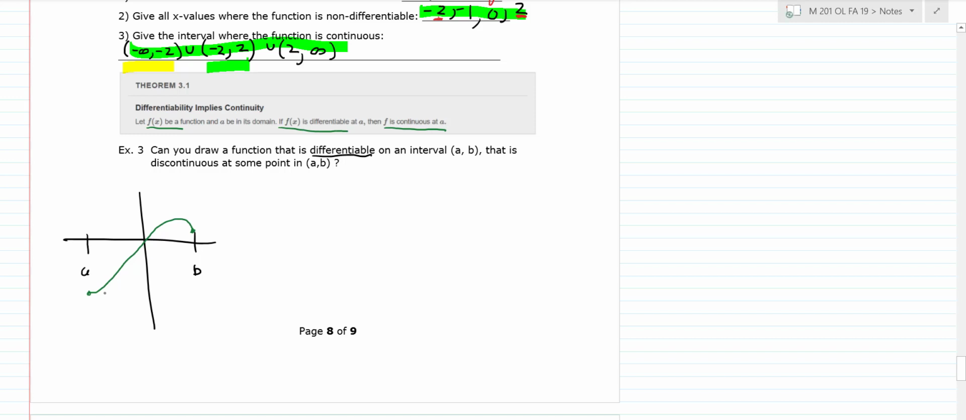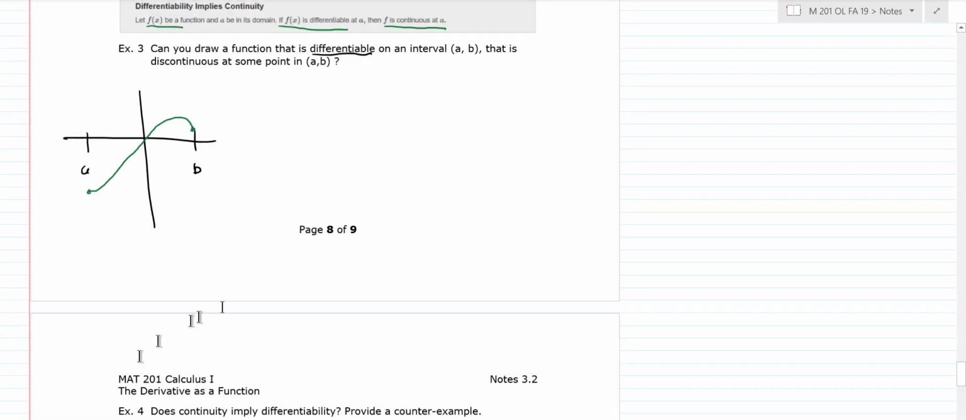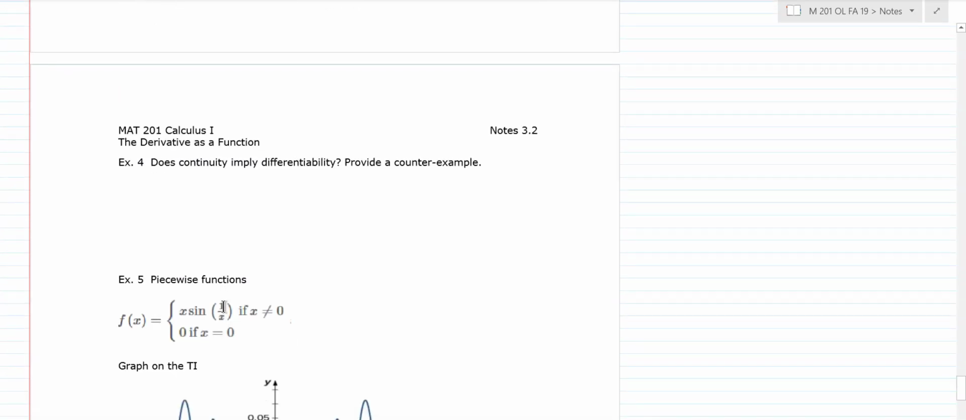Okay, you got an interval where you're differentiable, yeah, you're guaranteed to be continuous. Now let's look at this backwards. So now the next question is, does continuity imply differentiability? Well, if we look at a graph on this, let's draw something that's continuous on A to B. That's continuous, right? Is it differentiable? No, it's not differentiable there. So it does not imply differentiability. Okay, that's one way to look at that.